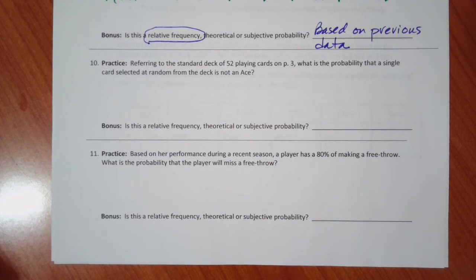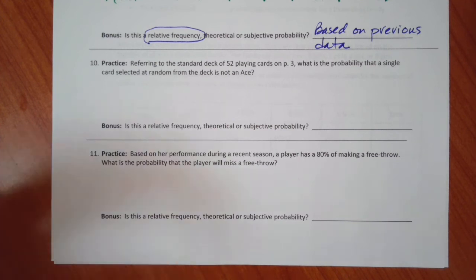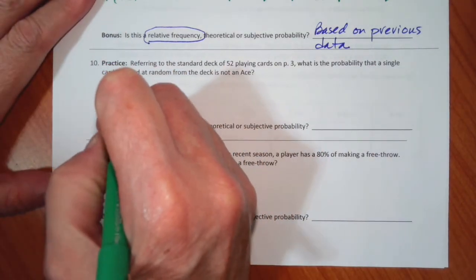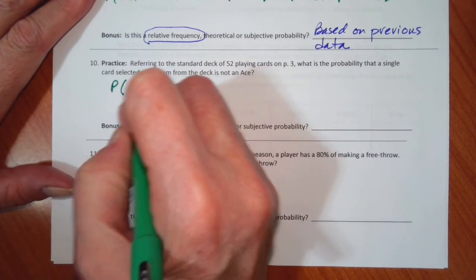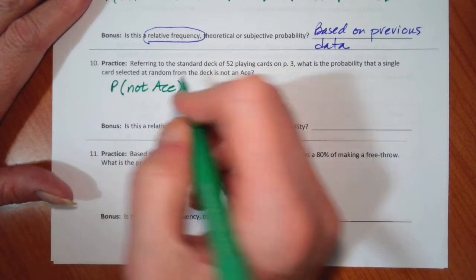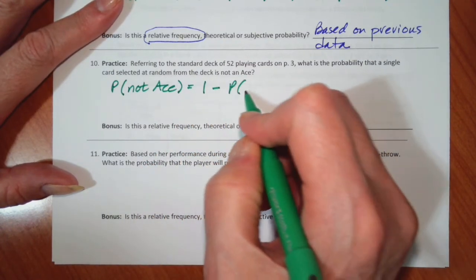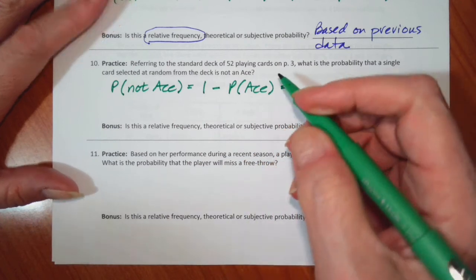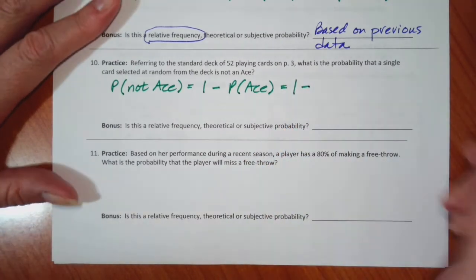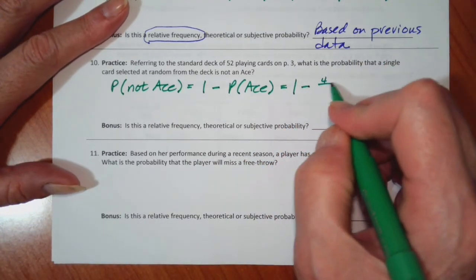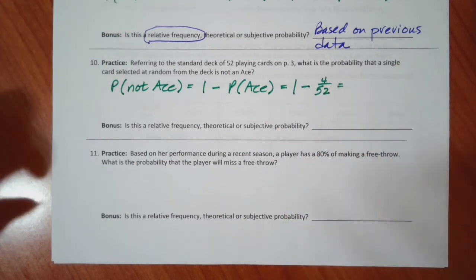Okay, so referring to a standard deck of 52 playing cards, what is the probability that a single card selected at random is not an ace? Let's find the probability of not an ace. Well, that would be 1 minus the probability of an ace, which is 1 minus 4 out of 52.